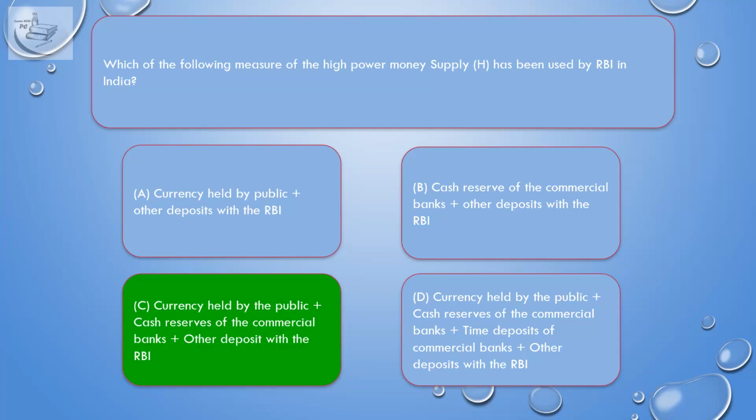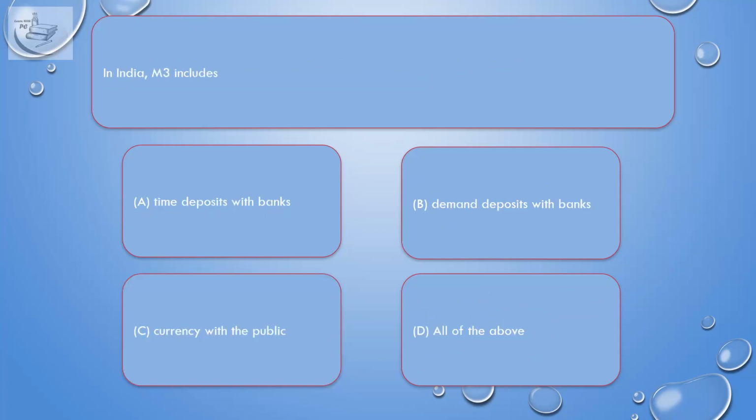Correct answer is C. Currency held by the public plus cash reserves of the commercial banks plus other deposits with the RBI. Question: in India, M3 includes A. Time deposits with banks. B. Demand deposits with banks. C. Currency with the public. D. All of the above.